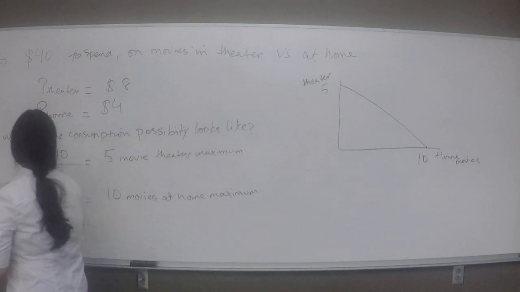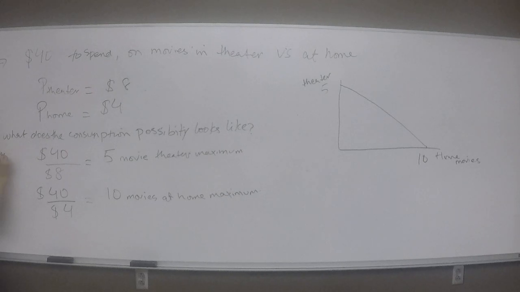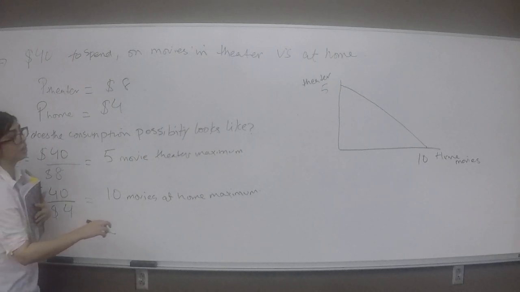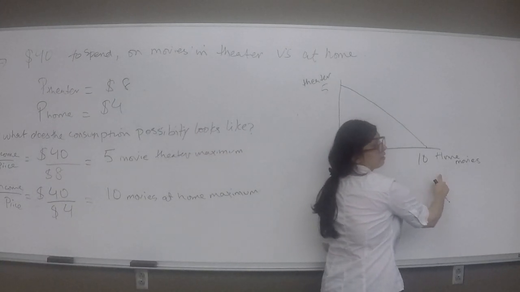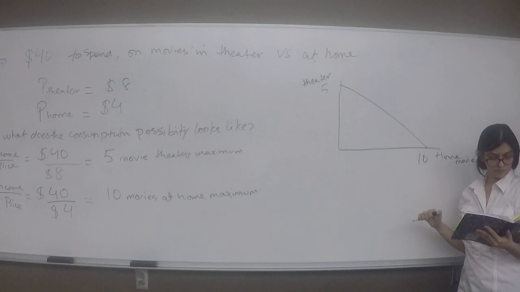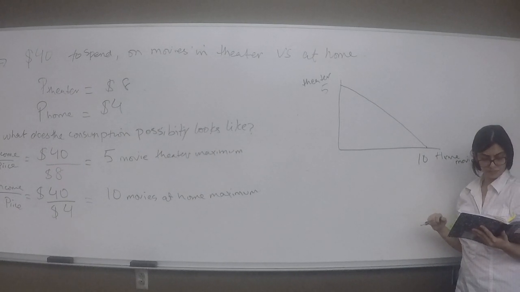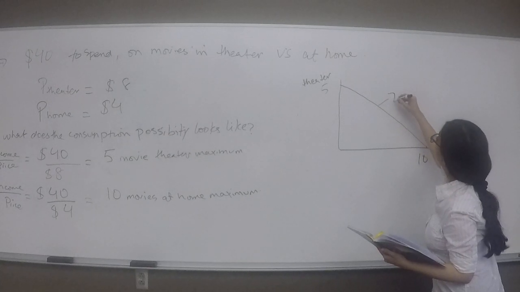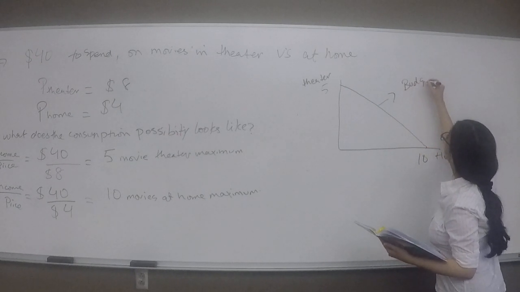So this is basically income divided by price. Income divided by price. And that's how we got the 5 and the 10. This is your budget line.